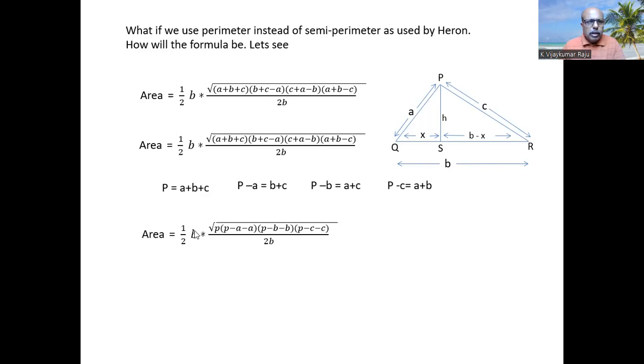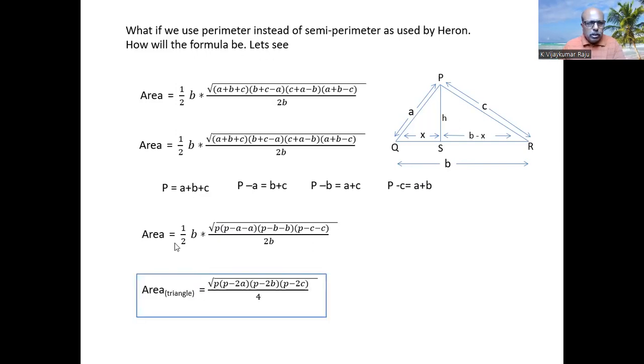It will become A, 1 by 2B, P into P minus A minus A, P minus B minus B, P minus C minus C. It will become, this B will cancel with this P. 2 into 2 will be 4. And this is P minus 2A, P minus 2B, P minus 2C.